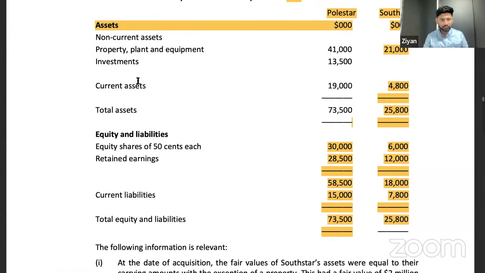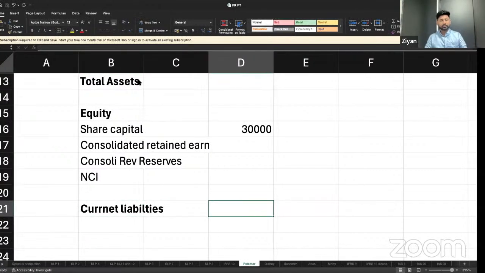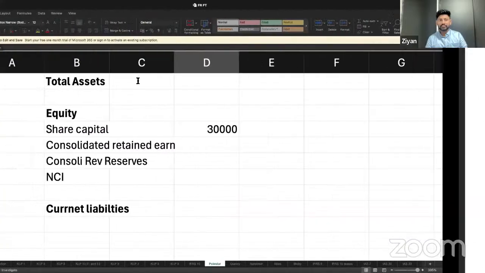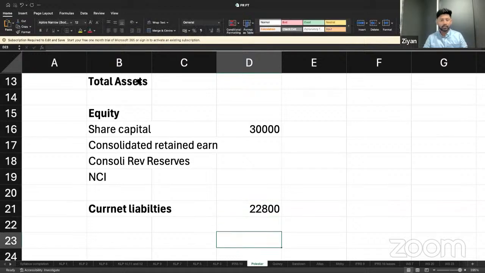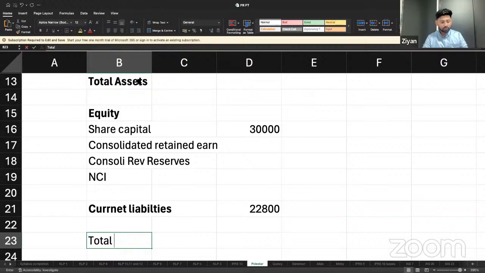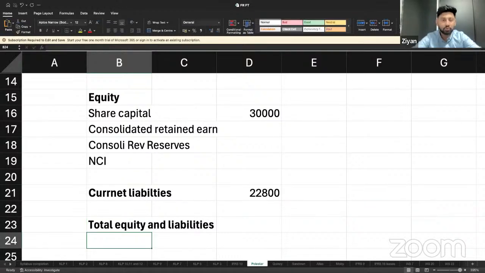I've got current liabilities. I don't have non-current liabilities. So current liabilities, what do I get? 15,000 and 7,800, equals 15,000 plus 7,800. And there you go, I have my total equity and liabilities.